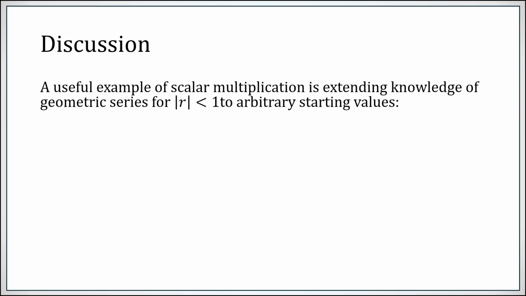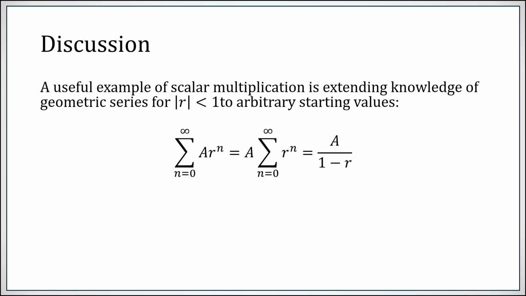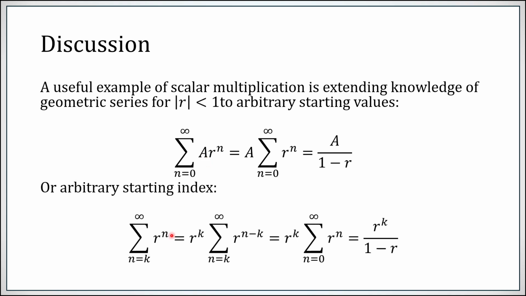So a useful example of scalar multiplication is extending knowledge of geometric series to arbitrary starting values. For example, if you have the geometric series r to the n, where r is less than 1 in absolute value, if you want to multiply that by the scalar a, you can just bring it into the series. Or you can start at a different starting index. If you want to start a geometric series at a different index, if I factor out r to the k, by re-indexing, since n starts at k, but my exponent is n minus k, in effect we are starting at index 0 and then going from there.